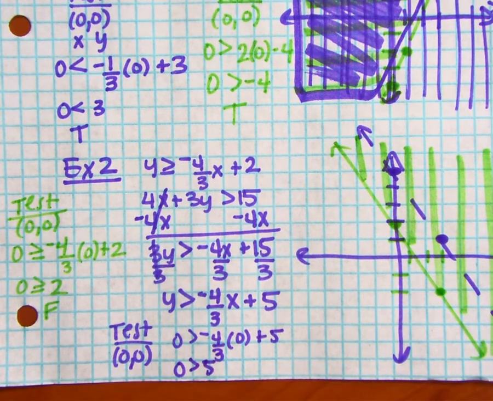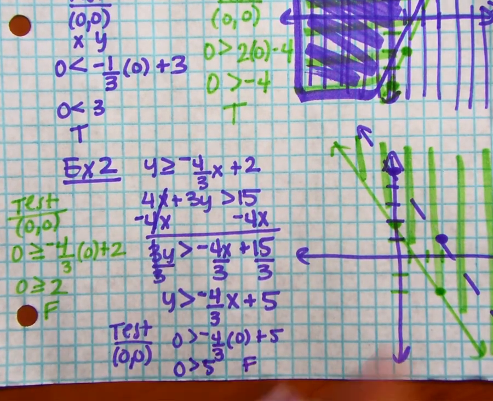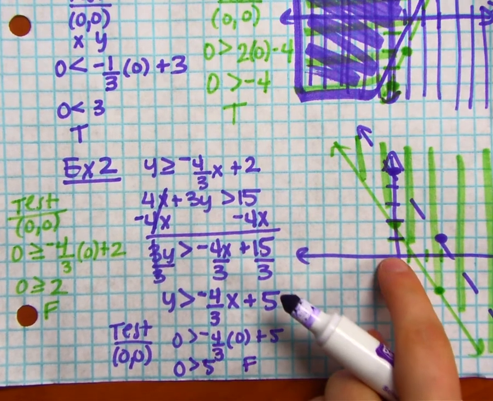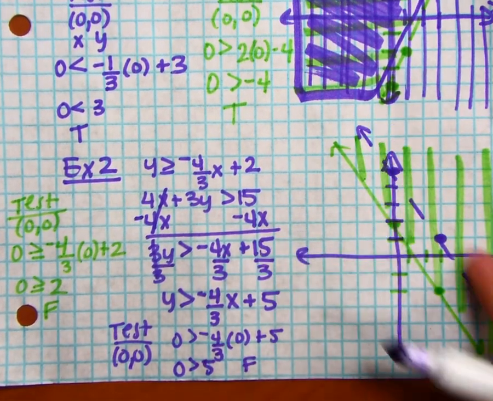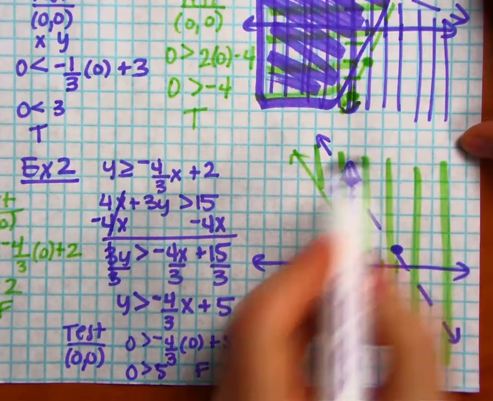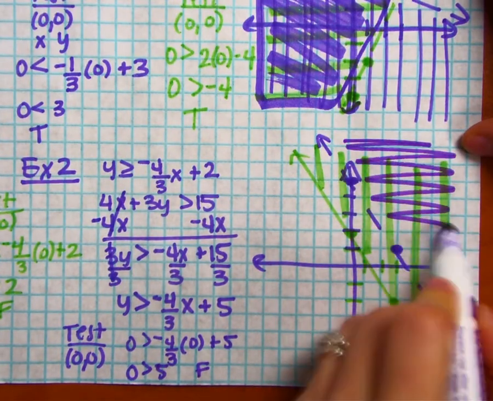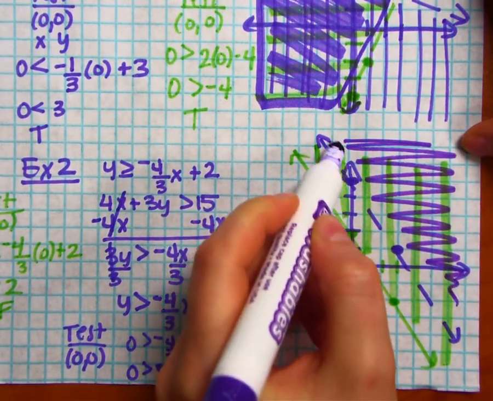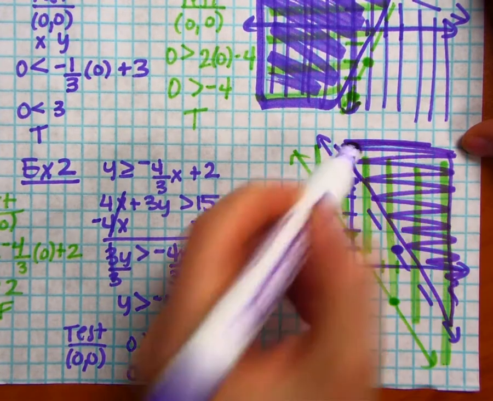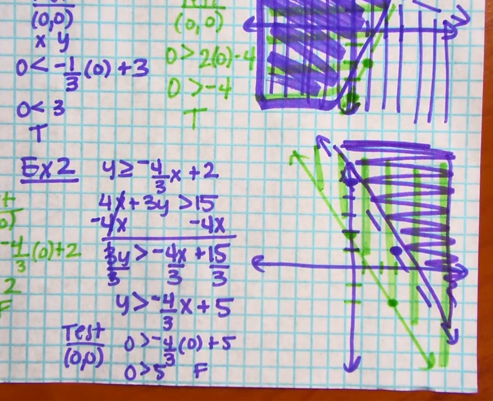Pause the video, think about it. Is this true or is this false? This is false. 0 is not greater than 5. That means I'm not shading over here where 0, 0 is. I'm going to shade on my line and above it. So I'm going to shade over here. Okay? I can make it darker because that actually is the whole intersection area. That's where the green and the purple both meet up.